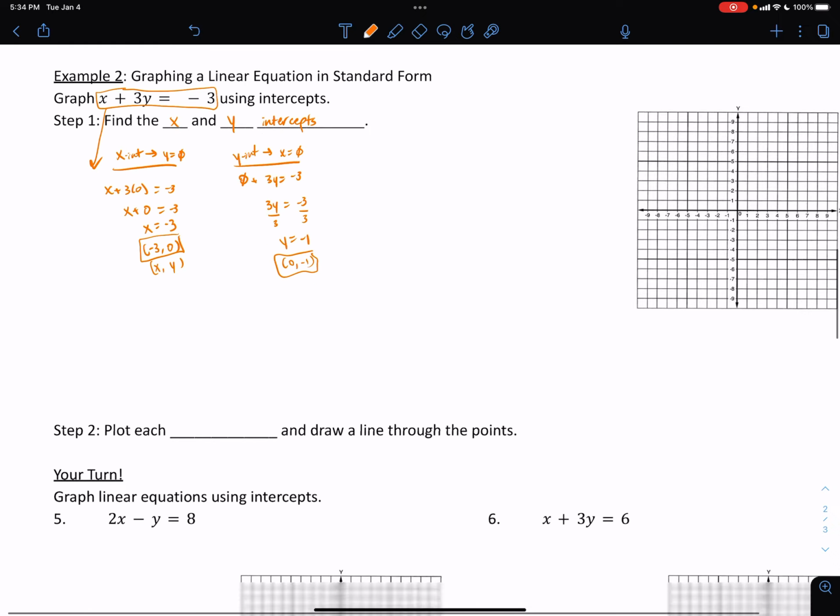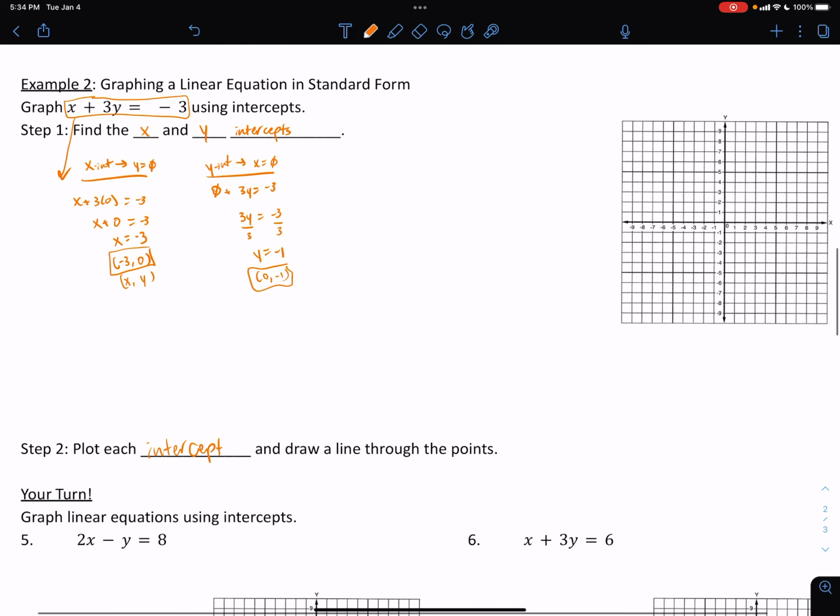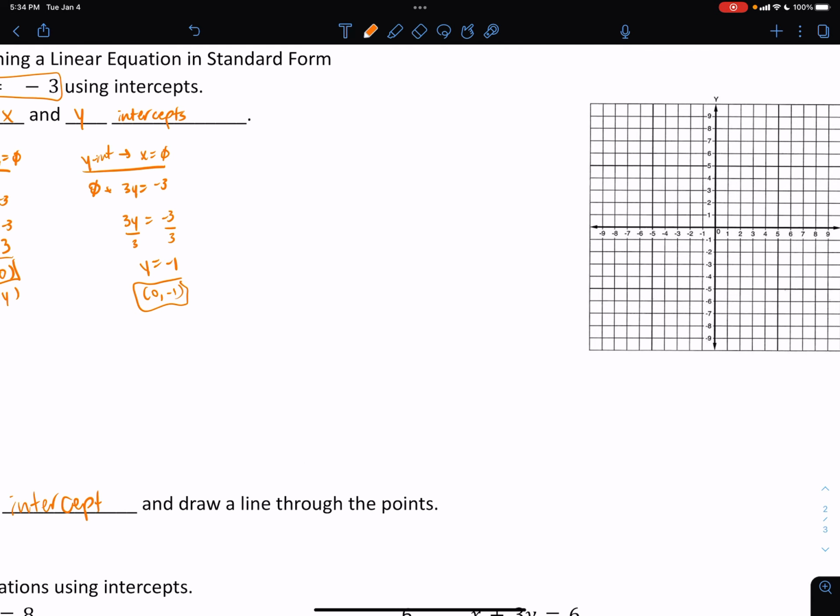So what do I do with all of this? Once you have the intercepts, all you have to do is plot each intercept and draw a line through the point. So negative 3 comma 0 is right here. So this is your x-intercept. 0 comma negative 1 is right here. That's your y-intercept. Boom. All you have to do is draw a line through these 2 points. That's all you have to do.